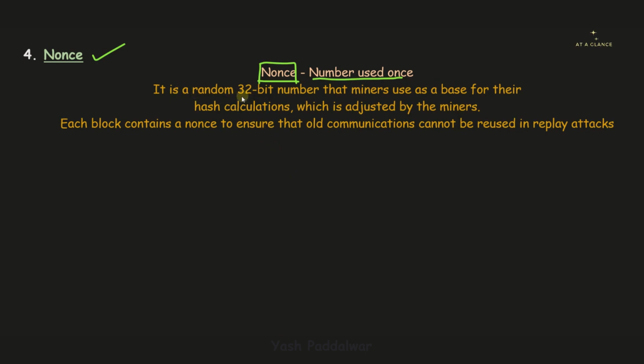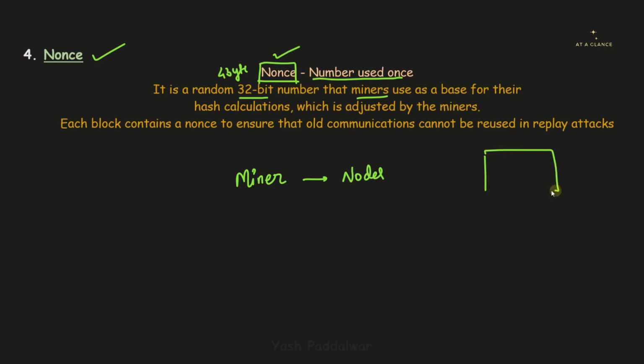Now, it is a random 32-bit, that means 4-byte number that miners use as a base for their hash calculations, which is adjusted by the miners. Now, there are a lot of terms involved. The first thing is miners. So basically, who are those? Miners are nothing but nodes. They are those nodes who choose to become a mining node. Now, a mining node is someone who mines this particular term, that is nonce, which will be the unique number to represent a particular block.